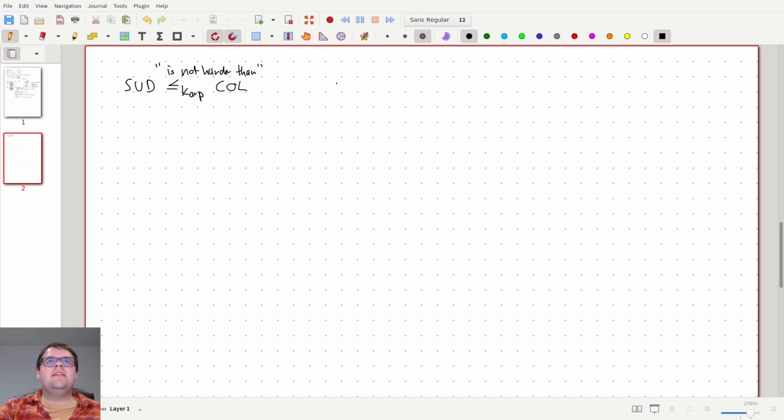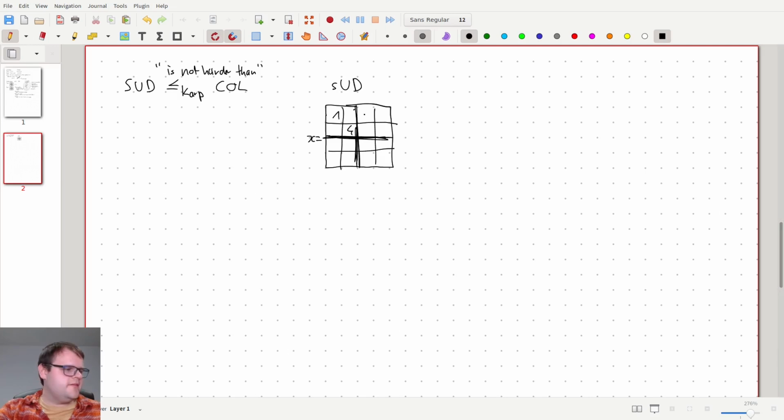It means we can take an instance of Sudoku solving. For example, let's have this Sudoku puzzle here. Let's call this X, our Sudoku puzzle. We already have partially filled-in clues like this. But yeah, we want to say it's not harder than graph coloring.